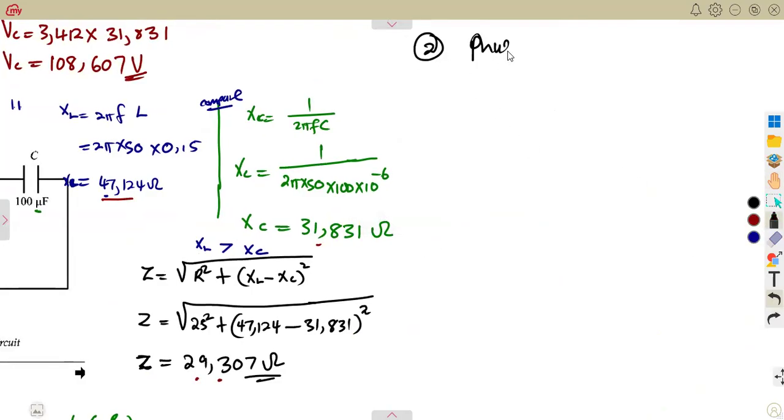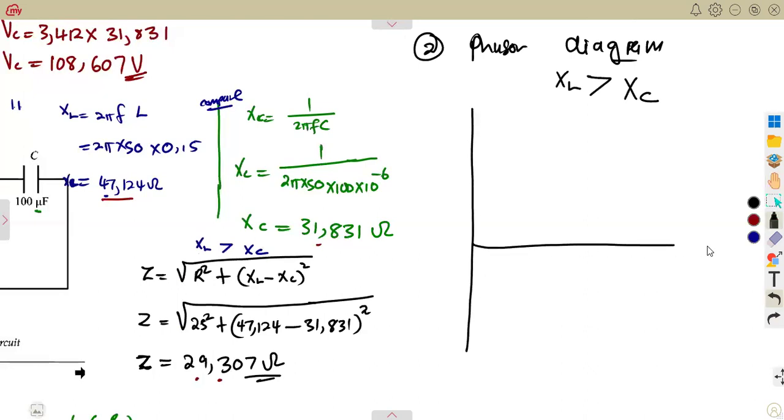So the phasor diagram. Since in this case XL is greater than XC, that means we are talking of a more inductive circuit. So at the end, we're just going to have something like this. Remember, I'm just going to use the impedances there. So this is going to be our XL. Remember, XL is always on top. XC is going to be down here.